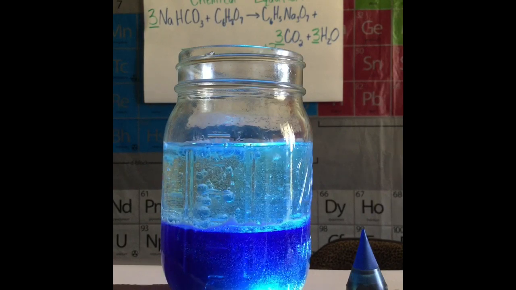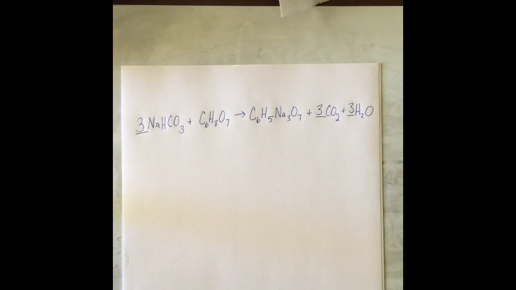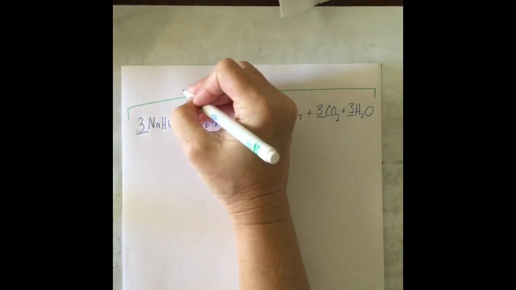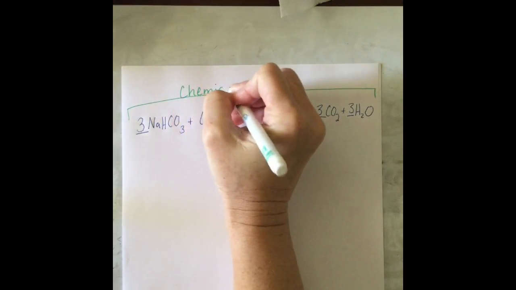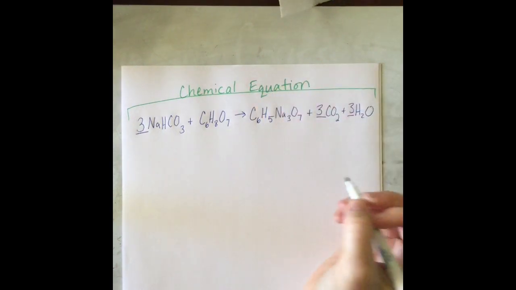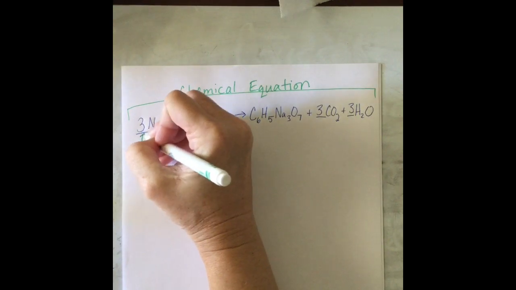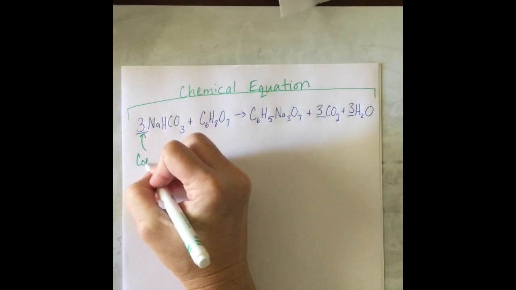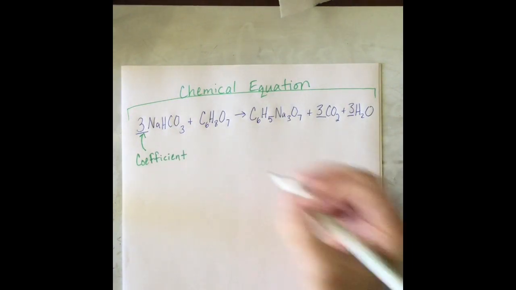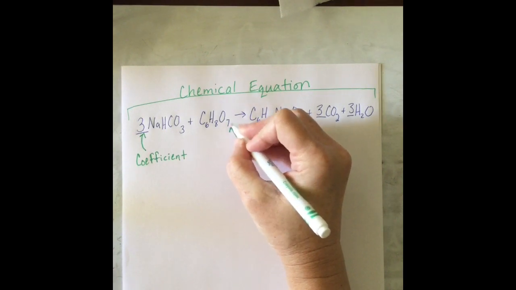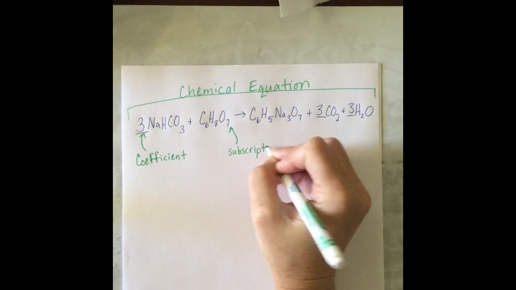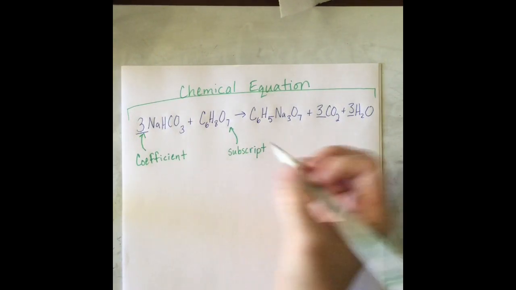So let's look at this reaction. So this is the actual chemical equation for the chemical reaction we just witnessed. The entire thing is the chemical equation. Okay, remember the big numbers out front are the coefficients, and the coefficients tell us the number of molecules of that chemical formula. The small number is the subscript, and the subscript just tells you the number of atoms within that element.